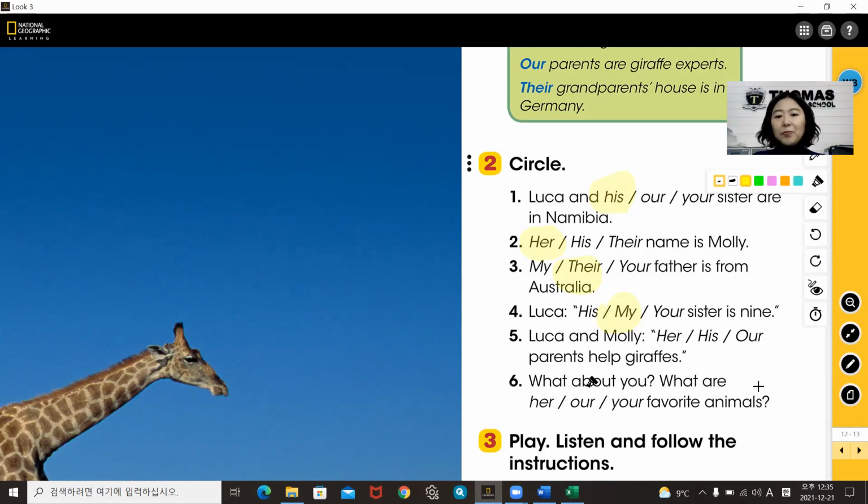Okay. Then number five, Luca and Molly. Luca and Molly said, okay, then blah, blah, blah, parents helped the giraffes. Then in his story, Luca said about his idea. So we need to choose our. Yes, that's right. Then number five, Luca and Molly said, our parents helped giraffes.